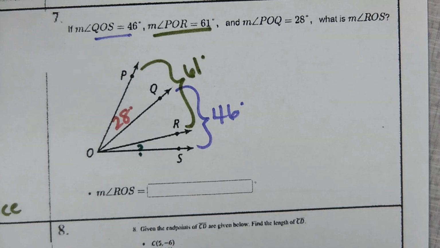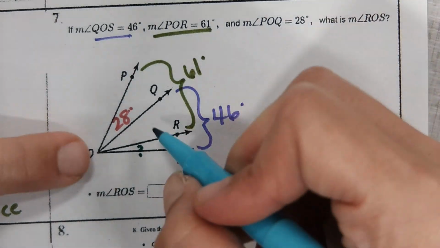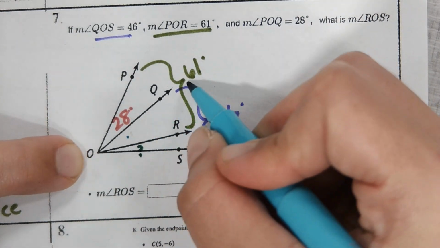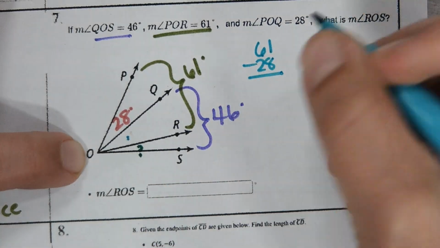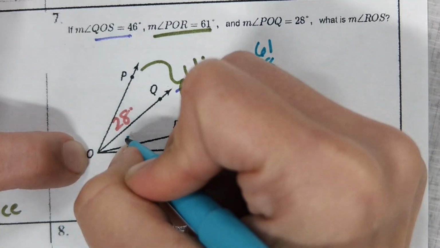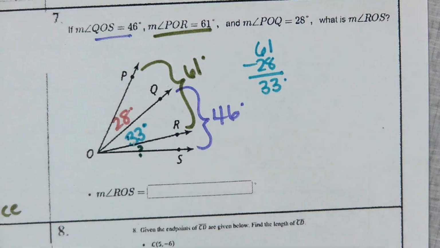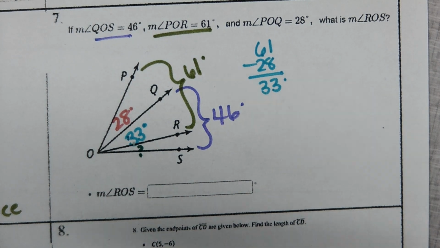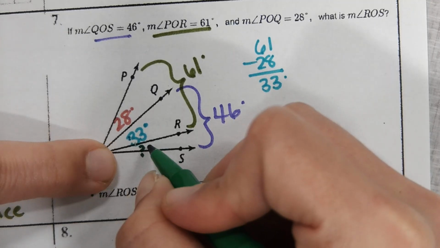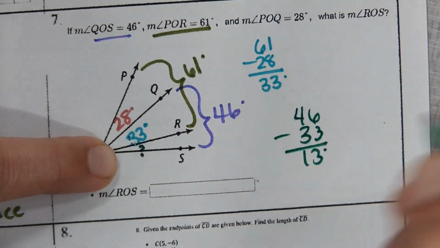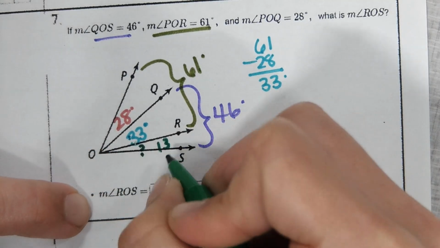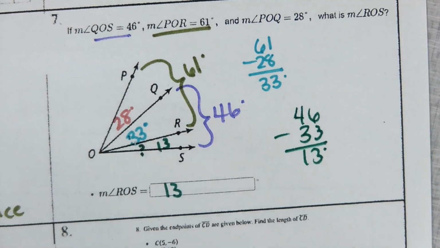Okay, so we're gonna just solve this like a puzzle, just one piece at a time. I can find this angle because 61 minus 28 would be this. 61 minus 28 is 33 degrees. So I get 33 degrees for this angle. And then for the next one, I can do 46 minus 33 to get this. So 46 minus 33 gives me 13 degrees. So ROS is 13 degrees.